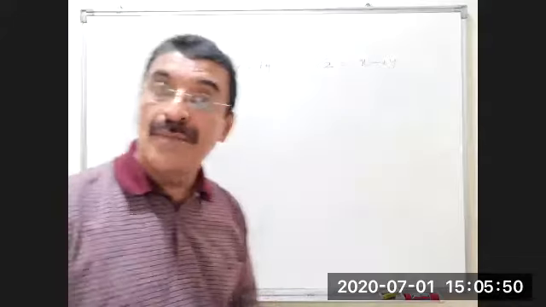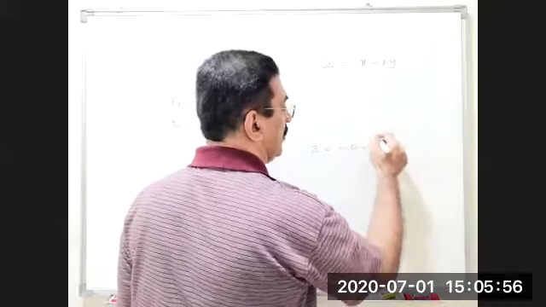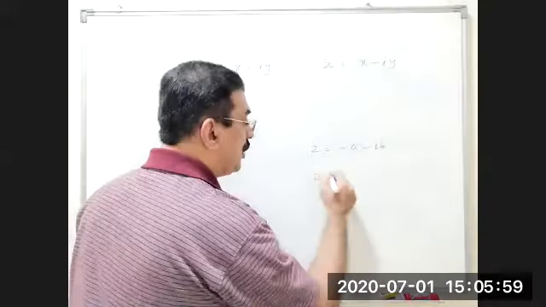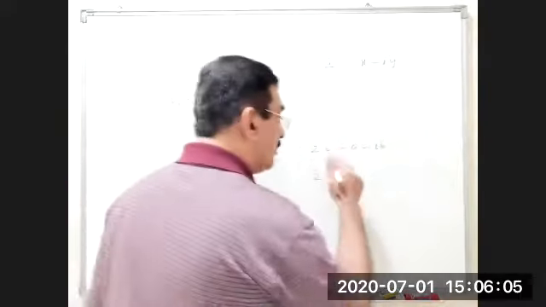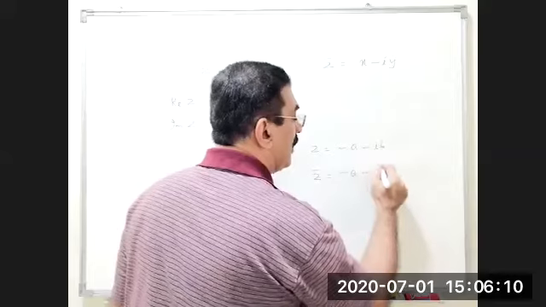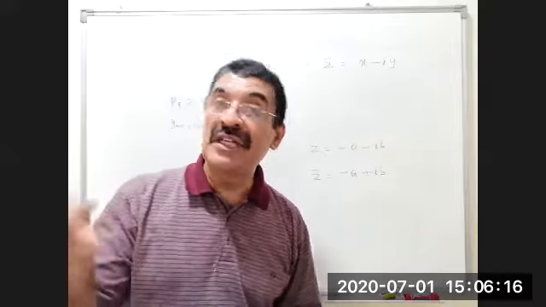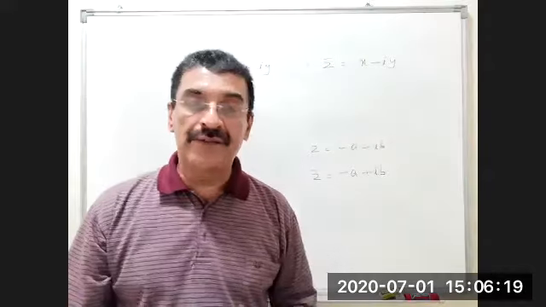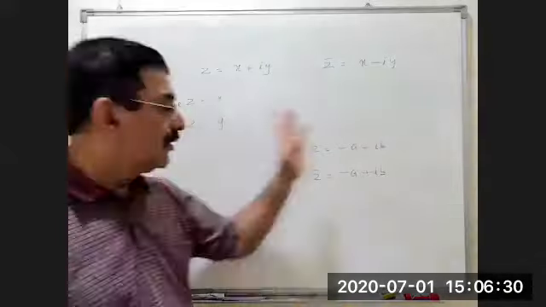Then another commonly seen mistake: if we get z is equal to minus a minus ib, its conjugate will not be a plus ib. This real part remains as it is, the only change is the change in the sign of the imaginary part. So real part remains as it is. This is the complex conjugate.